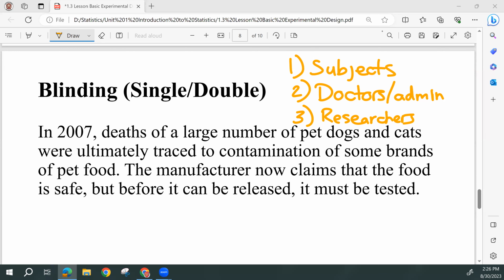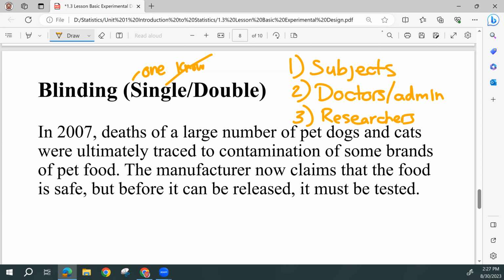So if one of these three groups, specifically the subjects or the doctors or the people administering the treatments, does not know which treatment they're getting, then that's called a single blind experiment. For example, in this study, the pets don't know which type of food they're getting. They're just happy to have a meal. So if they're the only ones who don't know which type of food they're getting, that's a single blind experiment.